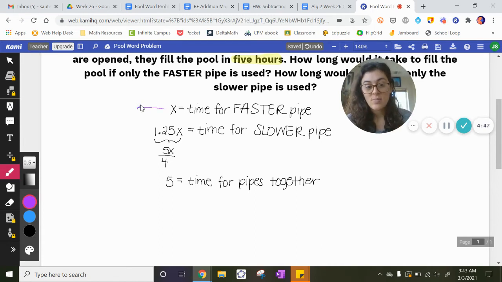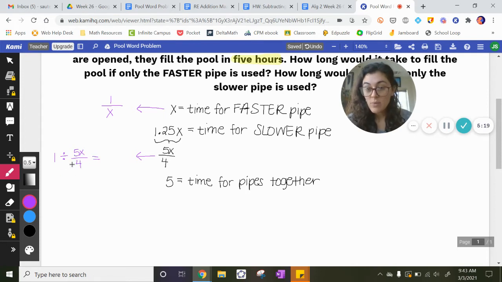So for this faster pipe, I know it can fill a pool in x hours, so my rate is going to be one pool every x hours. For my slower pipe, I know I can fill one pool every 5x over 4 hours. And so you have to be a little careful here. Here we're doing 1 over, or 1 divided by, 5x over 4.